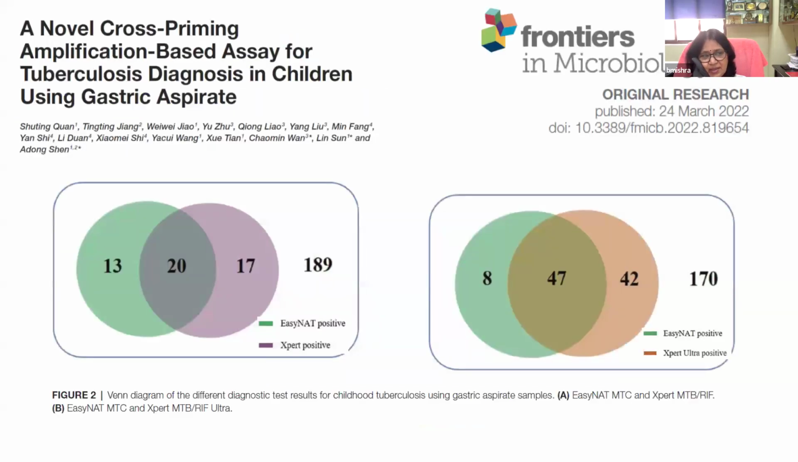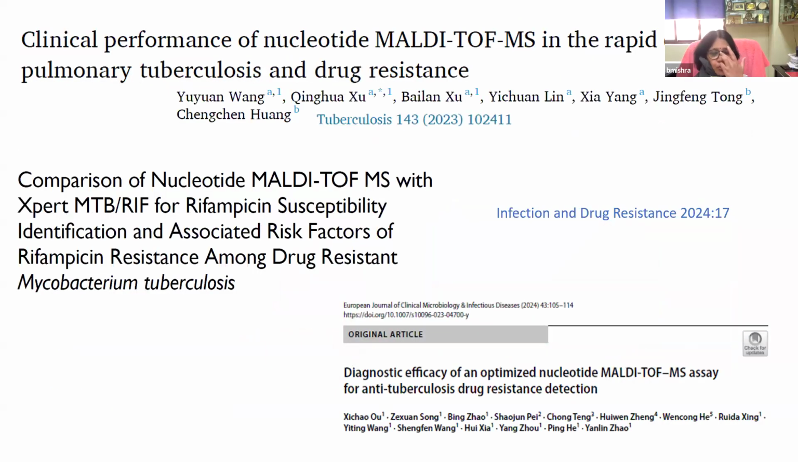Now, if you see another study in children using gastric aspirate, you can see the discordant, the left and right side number is quite high. That means the discordance is still there. So this system appears to need further improvisation to come on par with the expert system using various clinical specimens. Now, moving on to MALDI-TOF.